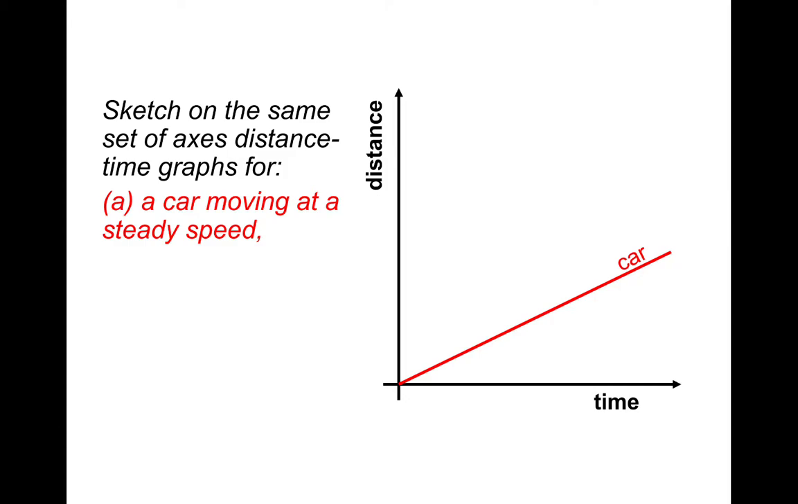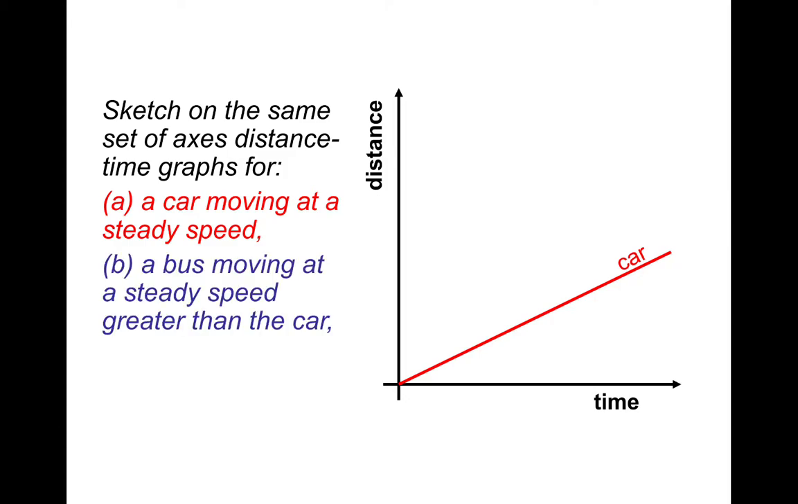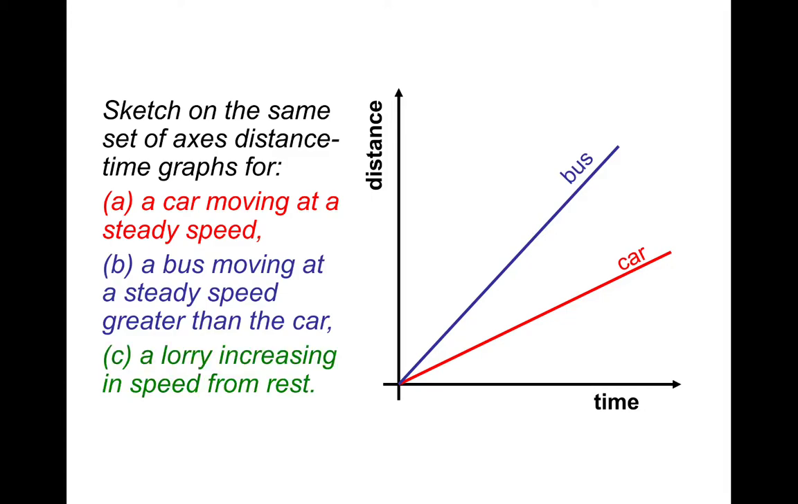Okay. Now for comparison, I want you to do a bus moving at a steady speed that is greater than the car. I'm going to put the answer on now. So that line would be a steeper gradient, so it's definitely moving faster than the car. Now the next one, I want you to do a lorry increasing in speed from rest. So what might that one look like? I'm going to pause and have a think. I'm going to put the answer on now.